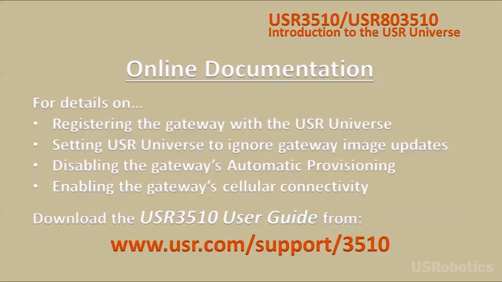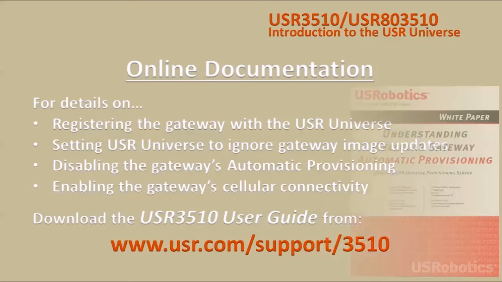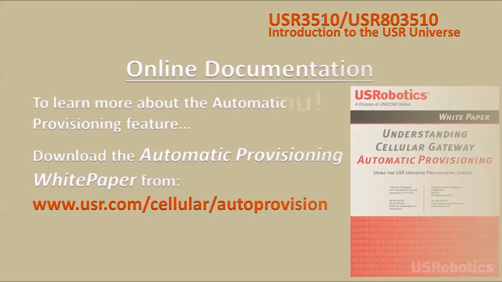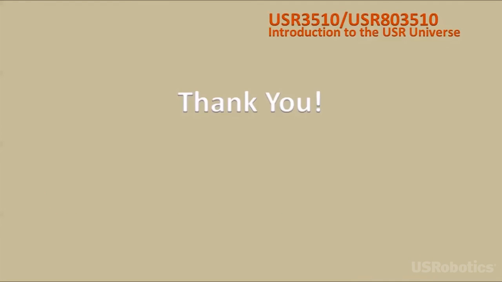A detailed guide for using the USR Universe and for configuring the US Robotics Cellular Gateway can be downloaded from the USR support website at www.usr.com/support/3510. To learn more about the gateway's automatic provisioning feature, you can download the Understanding Cellular Gateway Automatic Provisioning white paper from www.usr.com/cellular/auto-provision. I hope you found this video useful for deciding if the USR Universe is right for you.